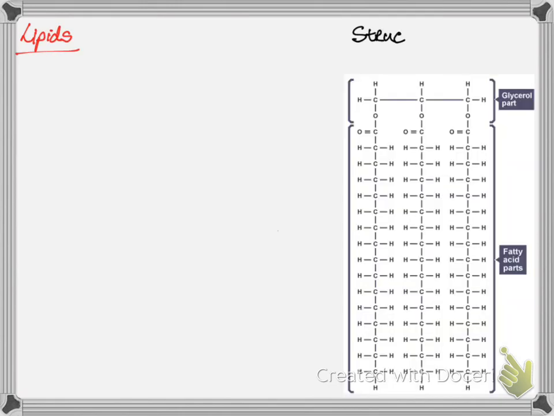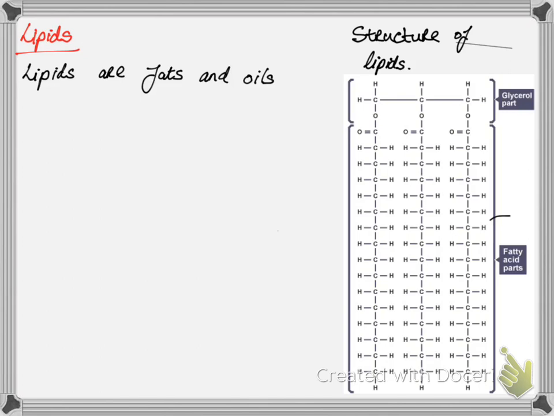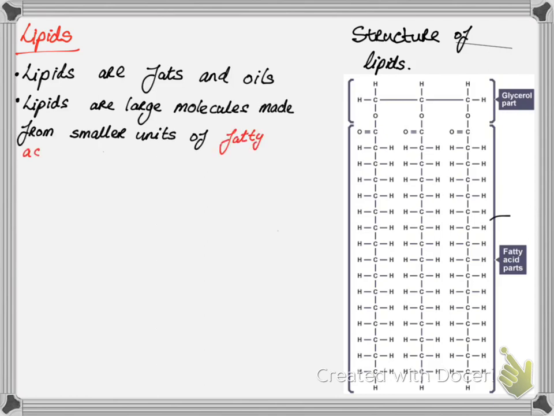The next group that we're going to look at is lipids. So here we have the structure of lipids, which look kind of complicated. Lipids are fats and oils. Lipids are large molecules made from smaller units of fatty acids, which I've highlighted here in yellow, and glycerol, which is the top part. So it usually consists of a glycerol backbone, which is in green, and 3 long chains of fatty acids.